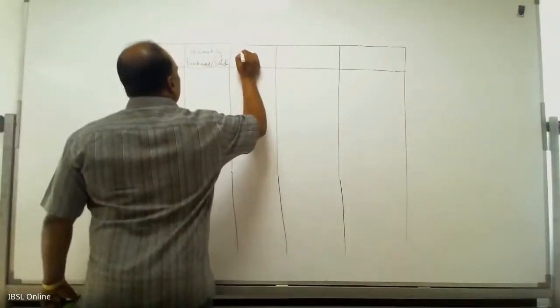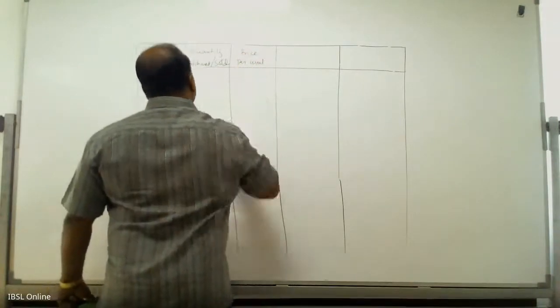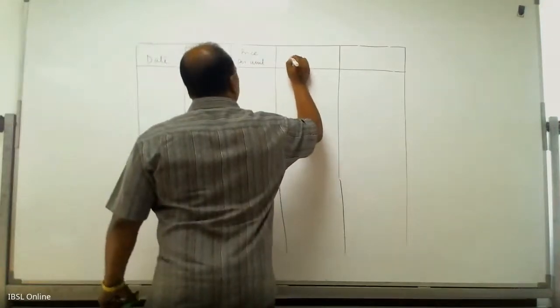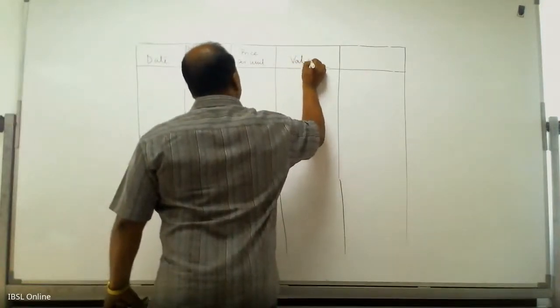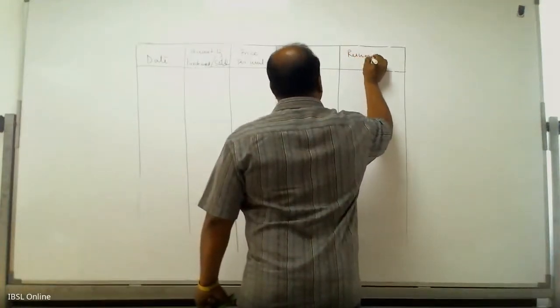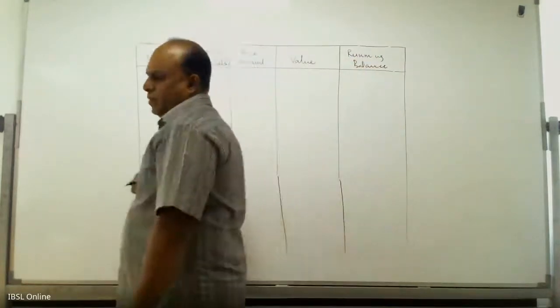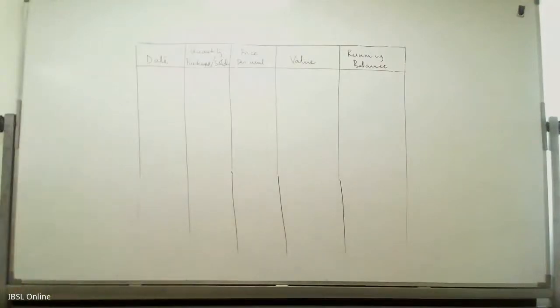Then price per unit, then value, and finally the running balance. So this is how the template would look. We start off with the first transaction, which is a purchase. They have purchased on 10/5/2019. There is no opening stock here.